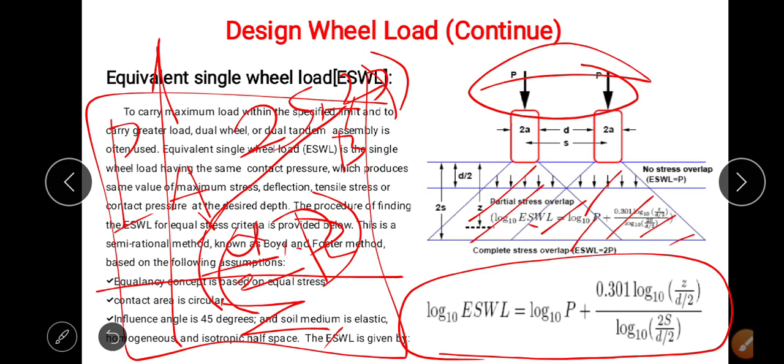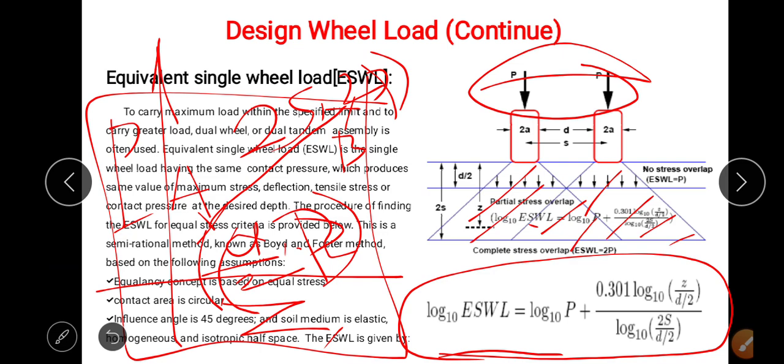That means the total load coming over it will not be exactly the addition of two loads P and P. Rather, it will be equivalent to a single wheel load that can be calculated by plotting on a semi-log graph. Based on that, you will get the equation to find ESWL as log base 10 ESWL is equal to log base 10 P plus 0.301 log 10 whole multiplied by Z by d by 2 upon log base 10 2s upon d by 2.